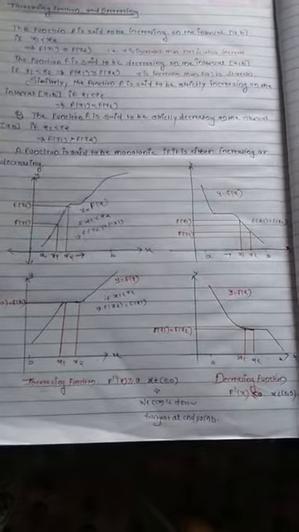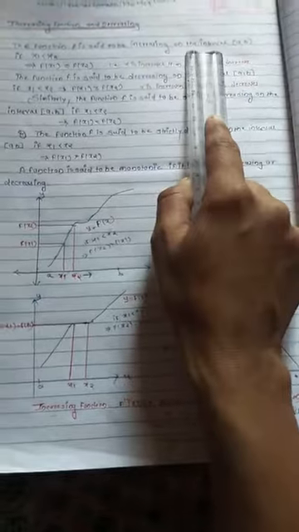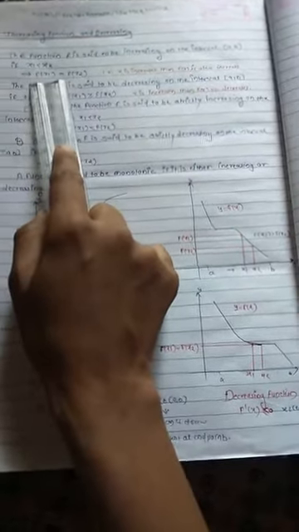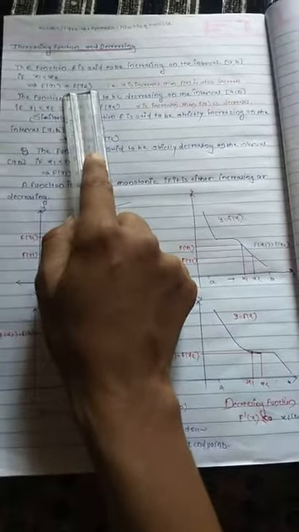What is meant by increasing function? Function f is said to be increasing on the closed interval [a, b] if x1 < x2 implies f(x1) ≤ f(x2).